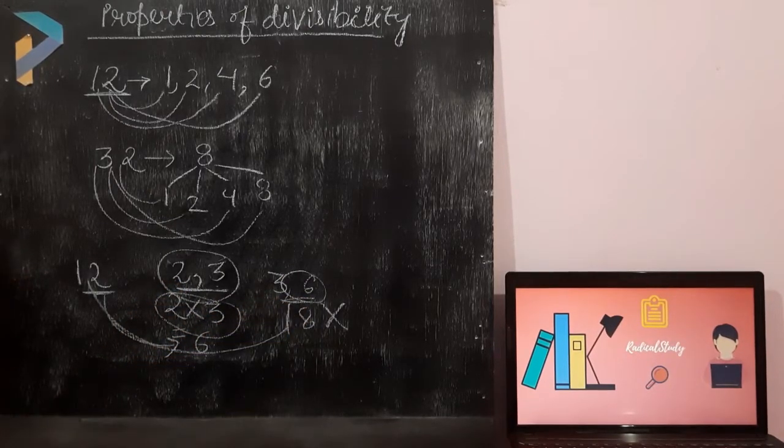Now the third property is, if a number is a factor of each of the two given numbers, then it must be a factor of their sum.